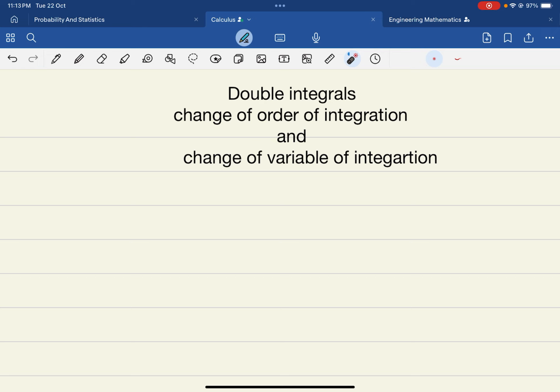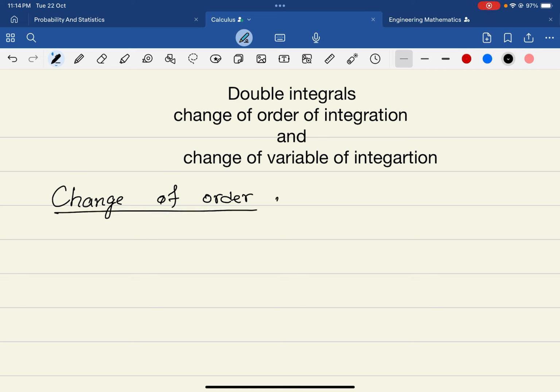Now, what happens if we change the order of integration? For a few problems, we cannot solve them easily by the given order. So what we do is we change the variable also. There are a few techniques to change the order as well as the change of variable. First, let us do the change of order of integration.